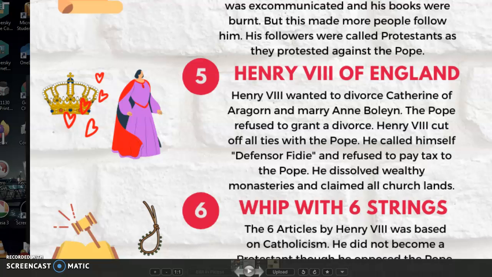He called himself Defensor Fidei, or Defender of the Faith, and refused to pay religious tax to the Pope. He dissolved all the wealthy monasteries, he burned them, he broke into them, he took away all the wealth of the church, and he claimed all church lands for himself. But though he did all of these, he was still a Roman Catholic. He did not follow Protestantism. He did this so he could marry Anne Boleyn. It was strictly a personal decision.